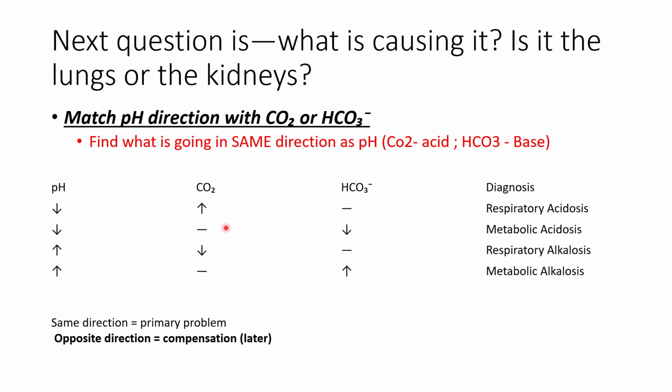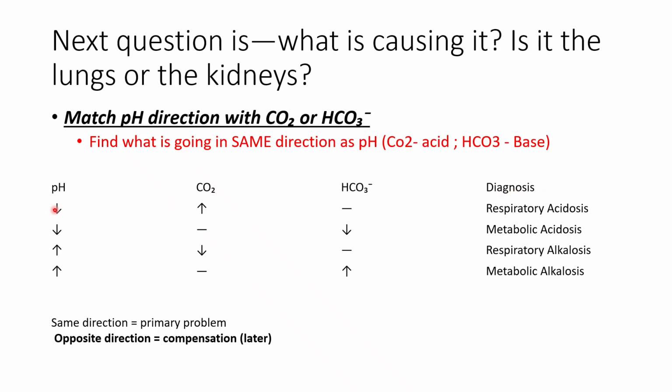Then next, you try and figure out what is causing it. Are the lungs causing the acidosis or alkalosis, or is the kidney causing it? That is metabolic alkalosis or metabolic acidosis. An easy way to check is to see which thing is going in the same direction. Like I said, if the pH is going low, that means it is acidotic, and we just discussed that an increase in CO2 is acidotic. So these are going in the same direction, as in both are going towards acidosis. So it is respiratory acidosis.